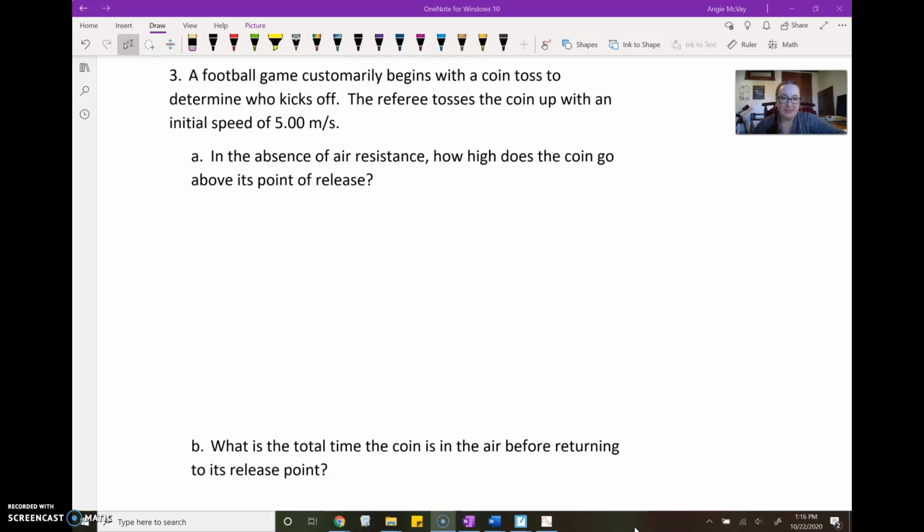Hey kiddos, here's the extra example problem that I promised you in class today. So this one involves an object going up and coming back down again.